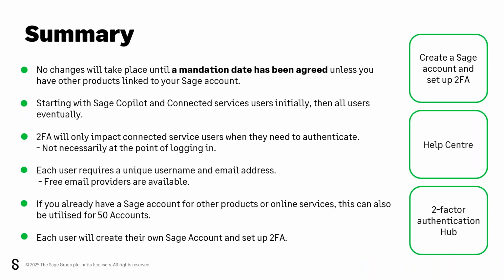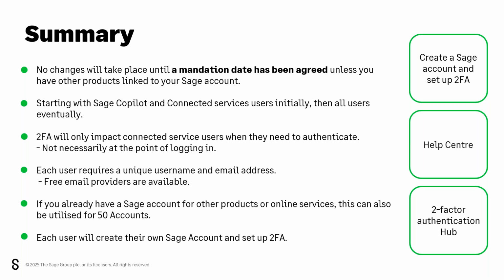Okay, so to summarise the session as we're coming to a close shortly. No changes will take place until a mandation date has been agreed, unless you have other products linked to your Sage account where it's already mandatory. So you might be using other Sage products as well as 50 accounts. So it might be Sage Accounting, for example, where it's already mandatory, and you use the same Sage account for 50. It may prompt you at that point.